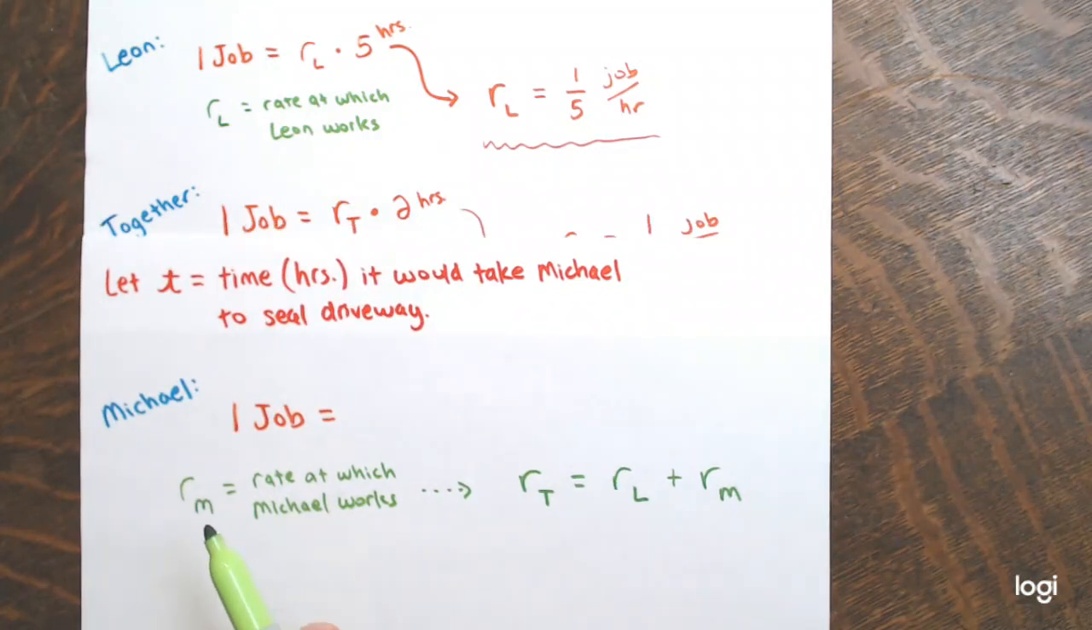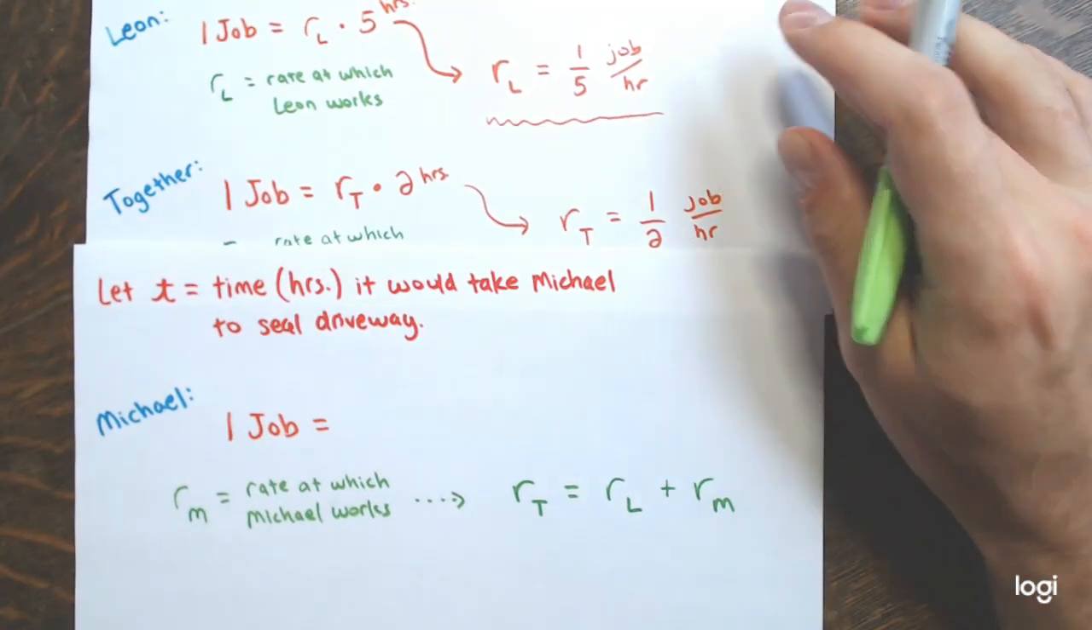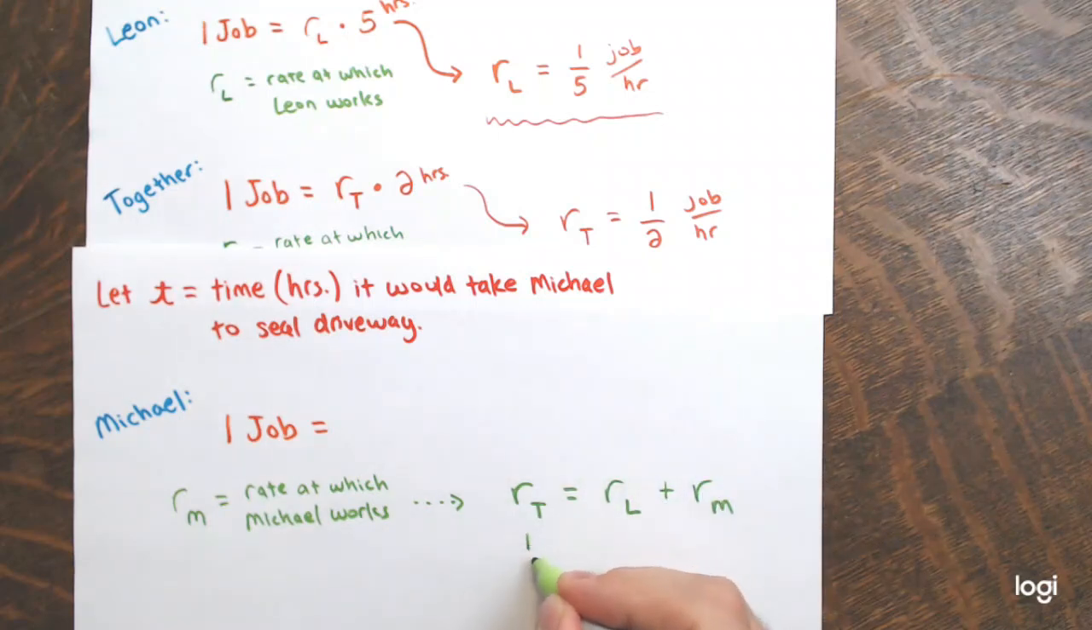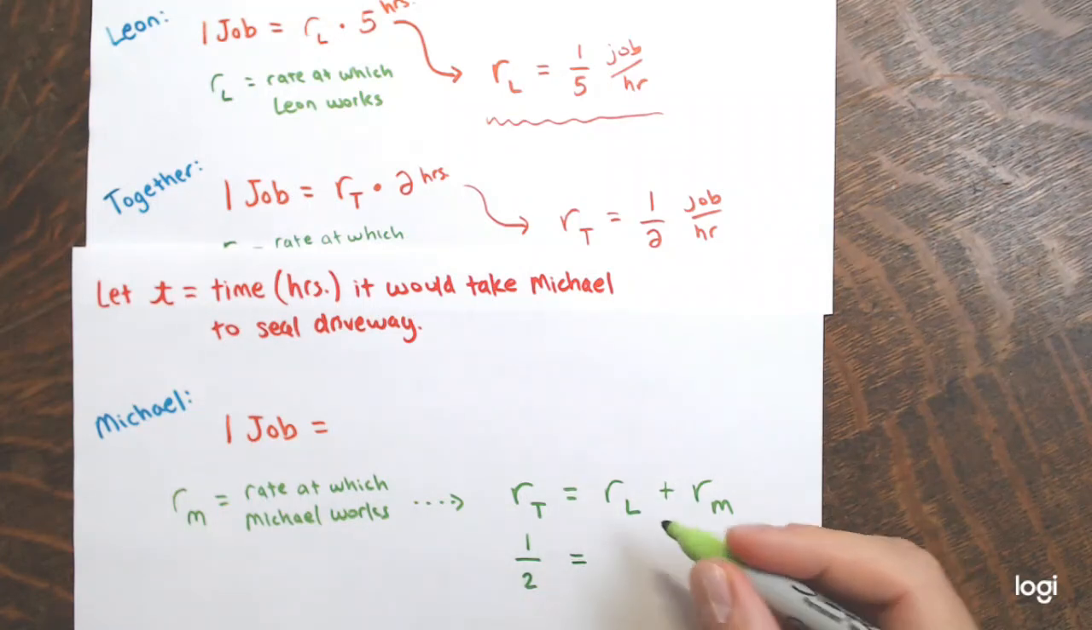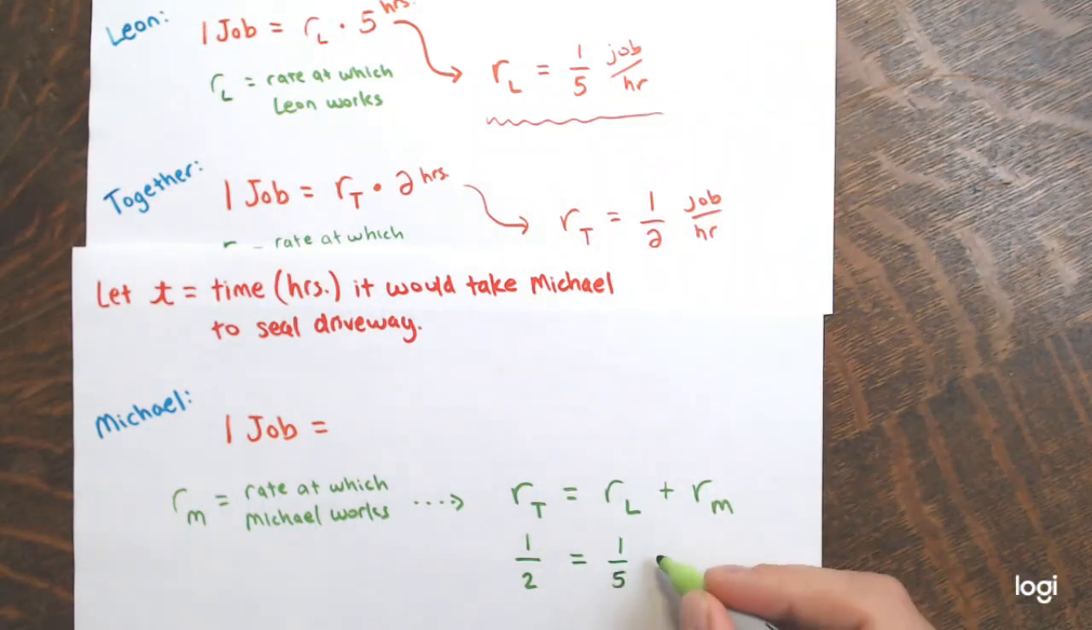So I can actually figure out what the speed at which Michael works is, because I know R sub L, I know R sub T, so I can find R sub M. So let's do that. R sub T, the rate at which they work together, that was found on the previous page, that's half a job per hour. And again, I'm not going to put the units, but just know that it's half a job per hour, equals the rate at which Leon works. We got that earlier too. That was a fifth of the job per hour. And then that's going to be added to the rate at which Michael works by himself. Again, I don't know what it is, so I'm just going to keep calling it R sub M.